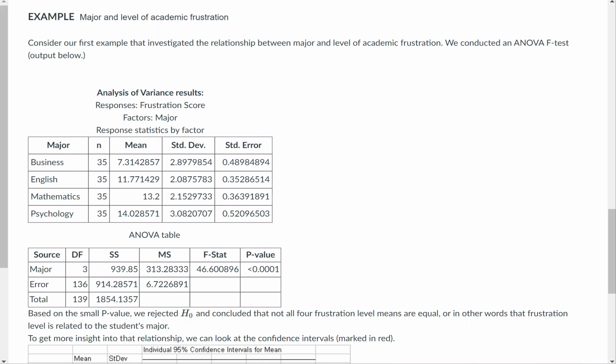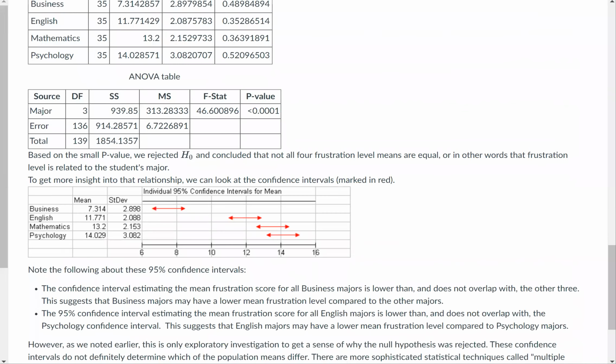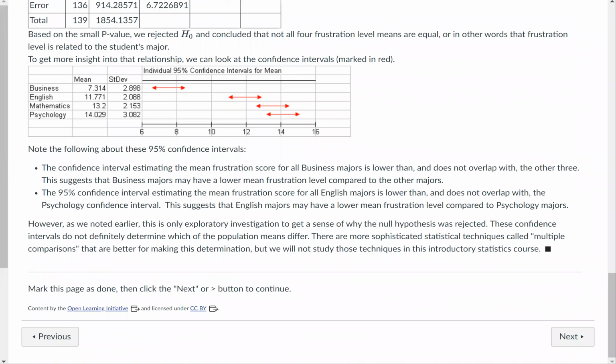But we didn't really know which of the majors had the frustration level on average that was higher or lower than the others. To get more insight into that relationship, we can look at the confidence intervals marked in red. So notice that the English majors, their confidence interval, and mathematics and psychology were all fairly close together. I could see there being an overlap maybe, but the business majors were much farther to the left. So that's probably the one that was not equal to the others. Probably, we're not for sure, but confidence intervals are, you're a certain percentage sure that your mu is in there. So I'm like 95% confident that business might be the one.